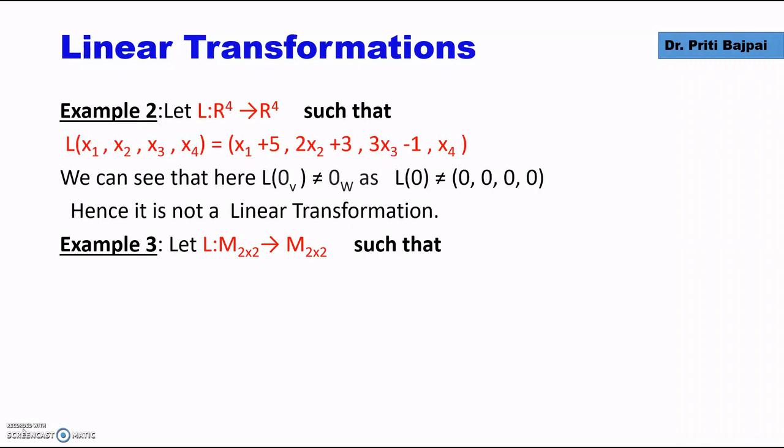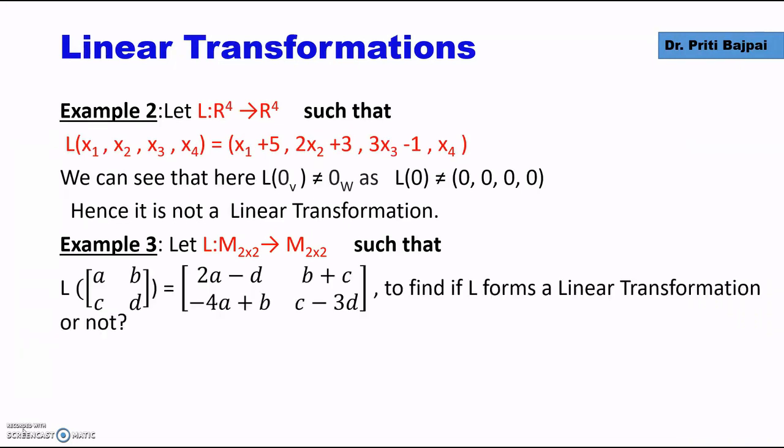Now, let's take another example. Here, we have a mapping from R4 to R4. And what is the rule? The rule is that L(x1, x2, x3, x4) changes to (x1 + 5, 2x2 + 3, 3x3 - 1, x4). Many times it is helpful to check whether, if we apply the rule to the zero of the vector space, it gives us the zero of our vector space W. This is one of the properties we just discussed.